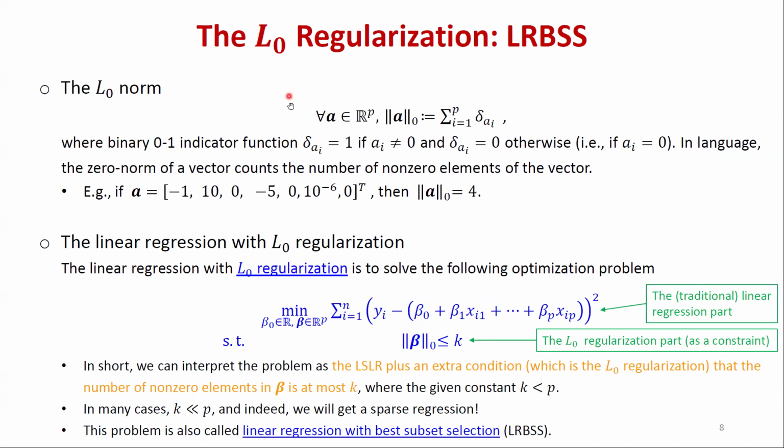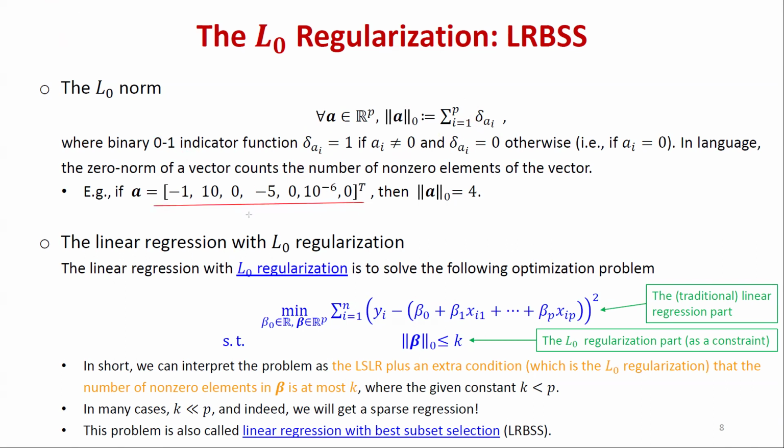The L0 norm, using super simple words, is this: you give me a vector and I ask you, hey, how many non-zero numbers are there? Strictly mathematically, it's this way, where the indicator function delta of a_i means how many a_i are non-zero, that's it. Maybe we just see an example, which is much easier.